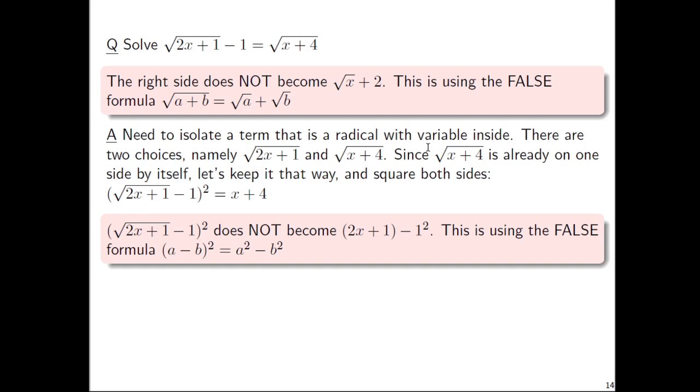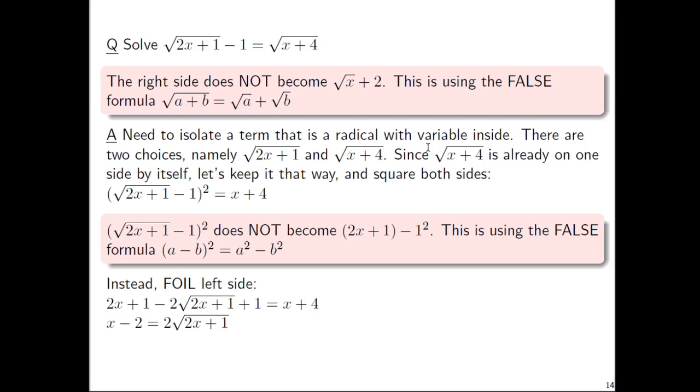You want to be careful to not accidentally use a false formula just because we're in the midst of doing something bigger. So instead, you'd have to FOIL the left side, and when you do that, you'll be left with 2x plus 1 minus 2 copies of root 2x plus 1, then plus 1, and the right side is still x plus 4. Now, if you add and subtract things on both sides, collect like terms, we still need to isolate a term that has a radical on one side.